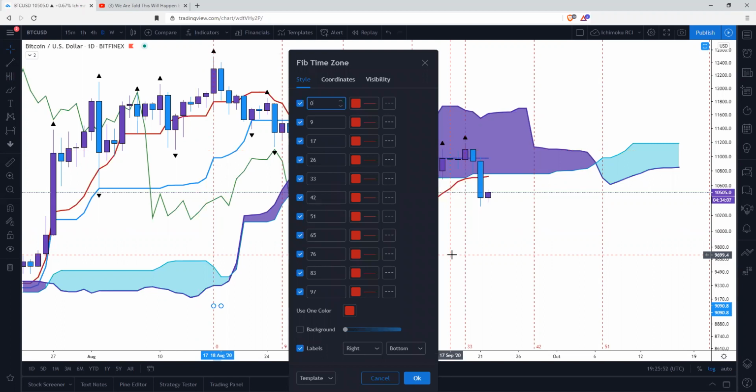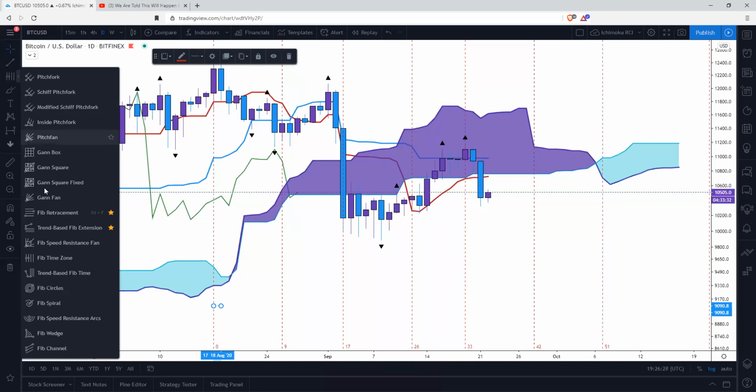Okay, so I'm looking for that tool. I see something that says time cycles. Is that it? It doesn't say fib time cycle. No, it should say fib time zone. Where is that? I'm in TradingView and I don't see it. Really? That's interesting. Let me go back here. It should be right under fib speed resistance fan. Yeah, check in there.